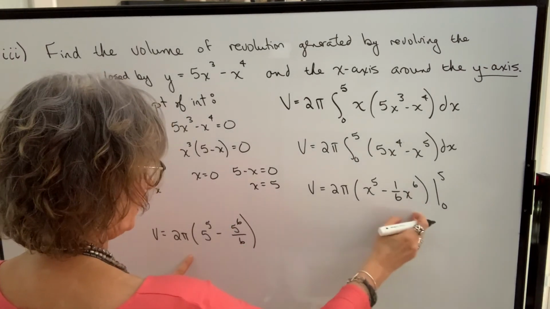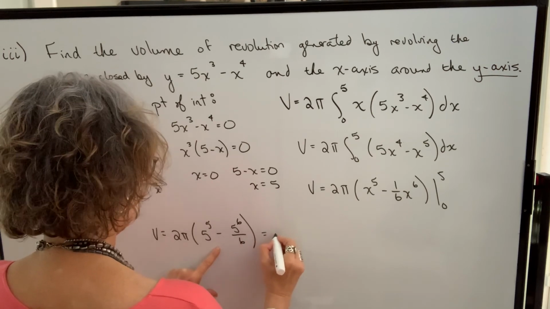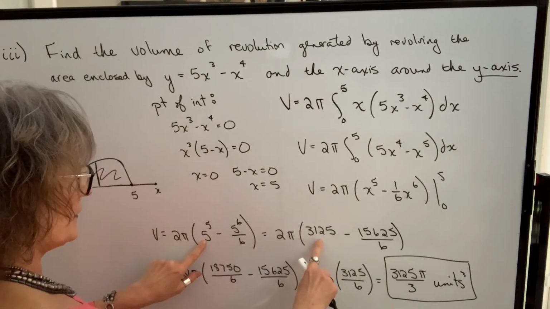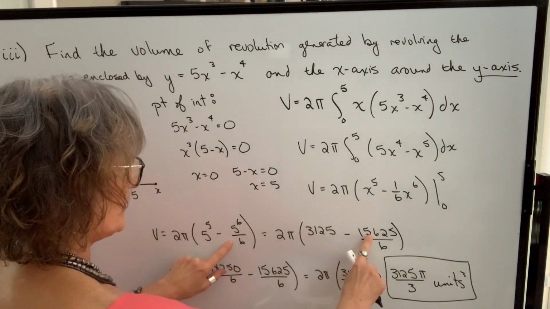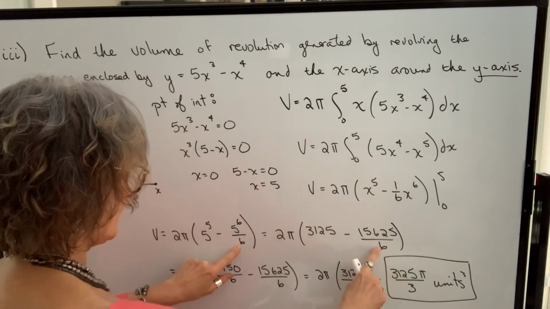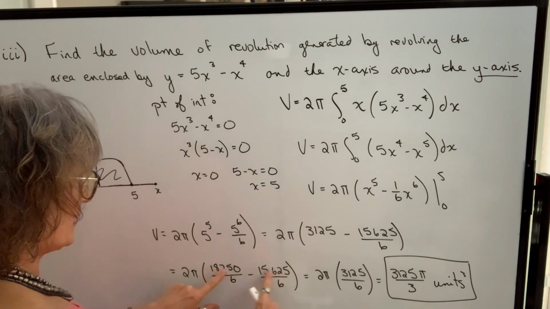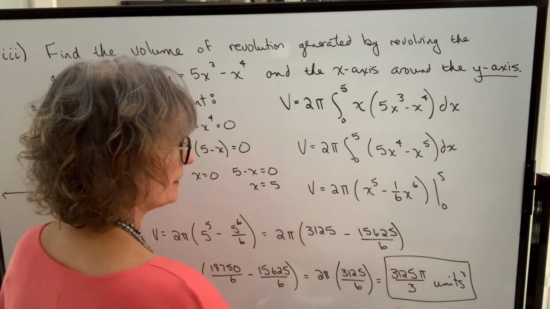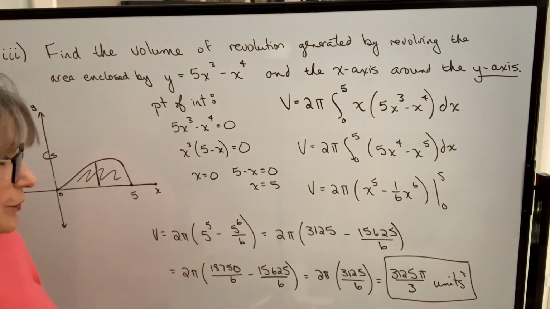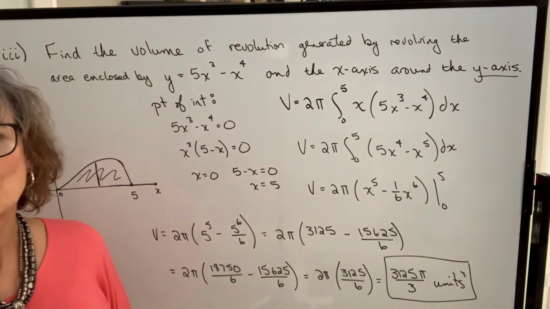When we put a 0 in, it makes it easy for us. 5 to the 5th power is 3,125. 5 to the 6th power is 15,625 over 6. Get a common denominator, subtract, and then we can cancel a 2 there. So our final answer will be 3,125 pi over 3 cubic units.